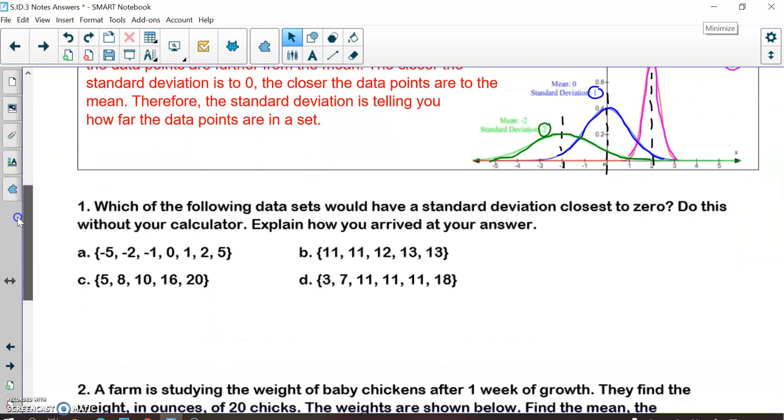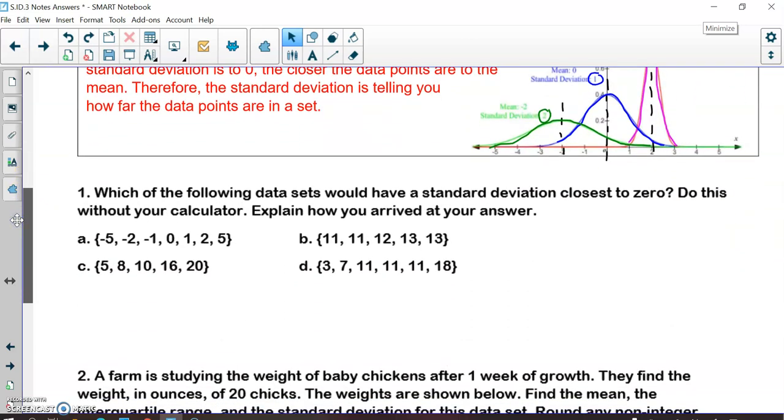All right, so number one, which of the following data sets would have a standard deviation closest to 0? We're doing this without our calculator, so we're not actually going to be finding the standard deviation of all of these data sets. We're just going to look at the data sets and determine which one looks more varied. Well, if I look at letter A, these numbers are kind of close together and all kind of evenly spread out amongst the mean. All right, and letter B, same thing. These are very close together.